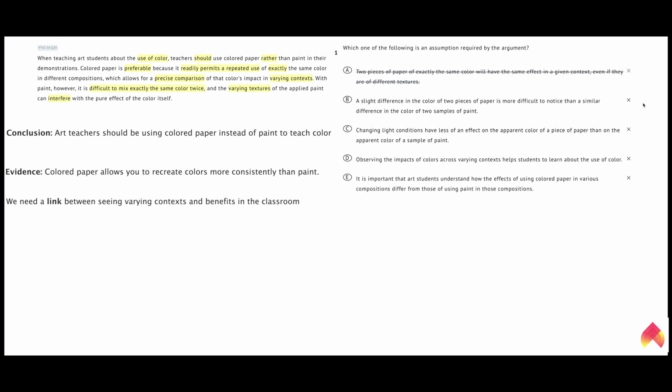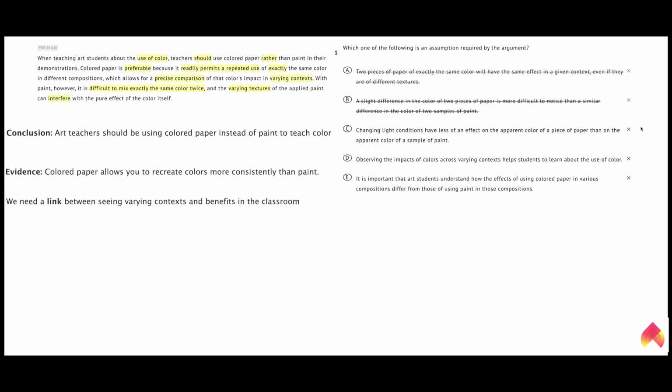Answer choice B, a slight difference in the color of 2 pieces of paper is more difficult to notice than a similar difference in the color of 2 samples of paint. Well, didn't our stimulus tell us that the 2 pieces of paper can have the same color? And so B seems to be kind of negating that or going against that. It definitely is not necessary for our argument, so we can take answer choice B out.